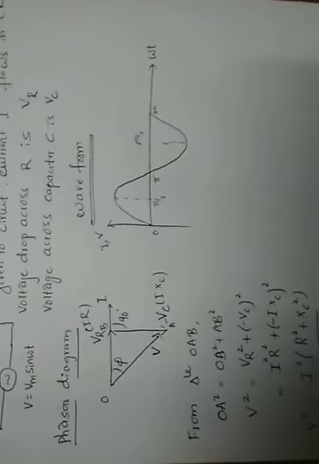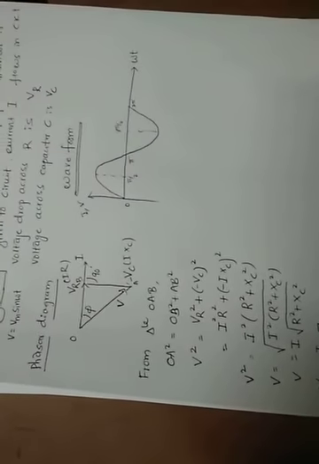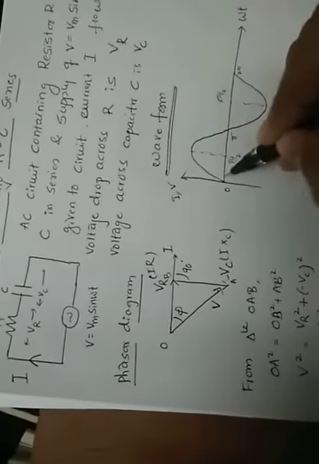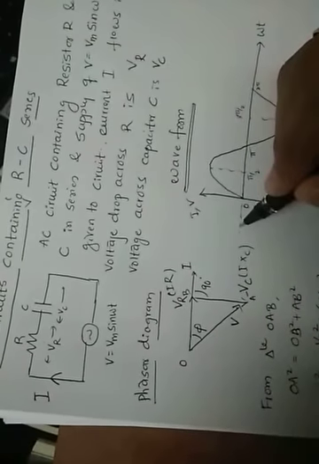But in case of a capacitor, what happens here? Current leads the voltage by angle 90 degrees. Meaning what? Current will start first. After that, voltage will come. That's why we have to draw like this.